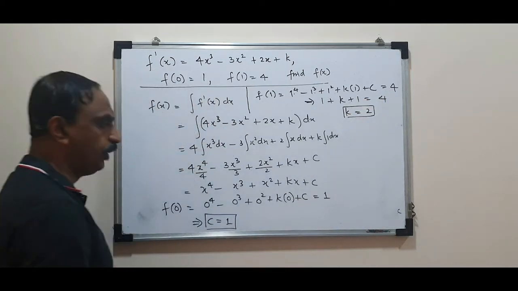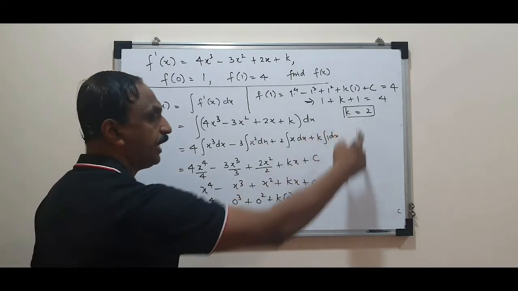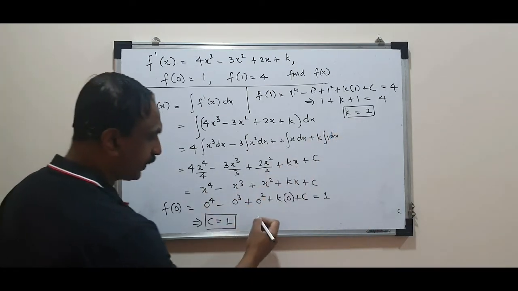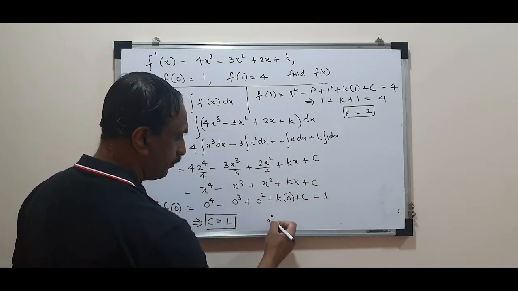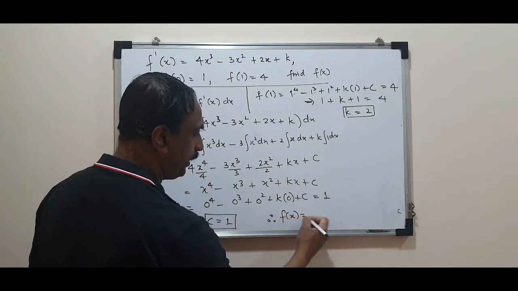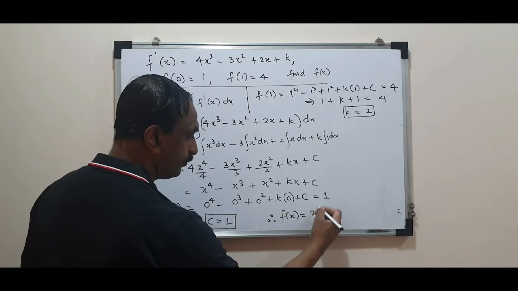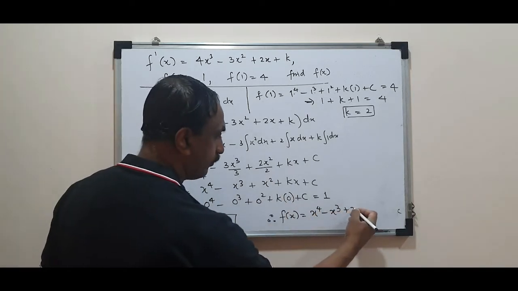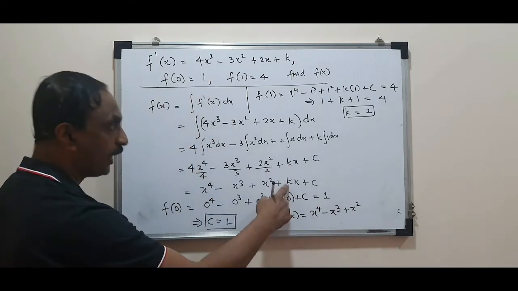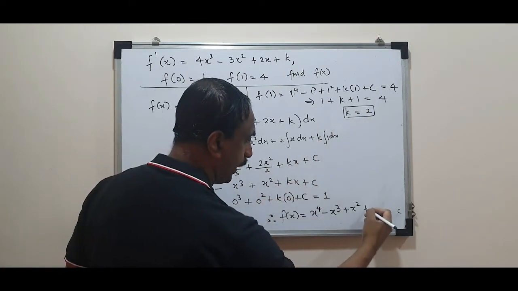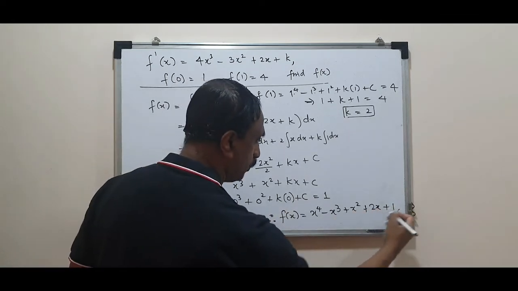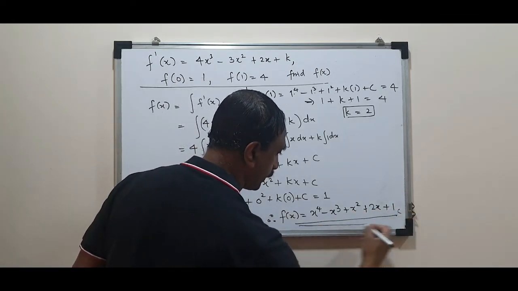So we got the value of c, we got the value of k, now I can write my answer. The function f of x will be x raised to 4 minus x cube plus x square, and k's value is 2, so plus 2x, and c's value is 1, so plus 1, that is my function f of x.